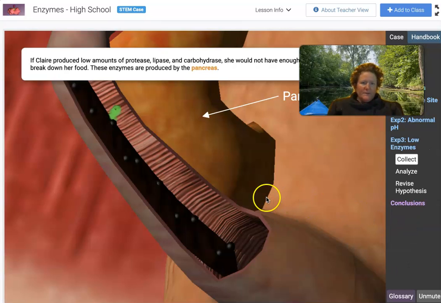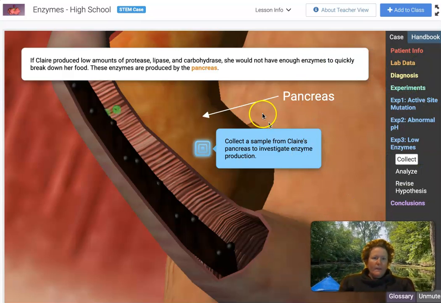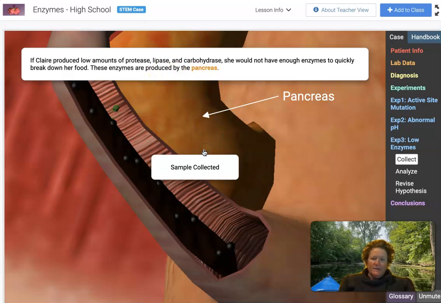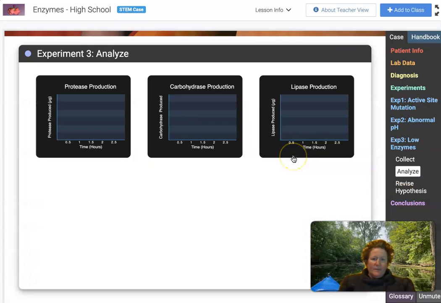So let's go to our final experiment here. If Claire produced low amounts of protease, lipase, and carbohydrates, she would not have enough enzymes to quickly break down her food. These enzymes are produced by the pancreas. We're going to collect a sample from her pancreas. Now let's analyze that sample.